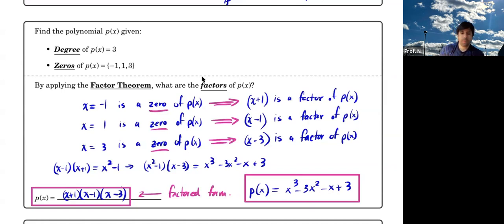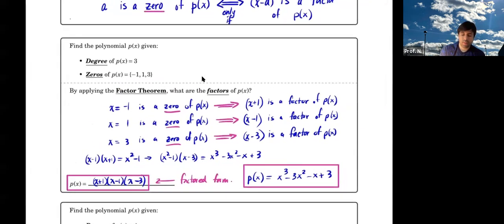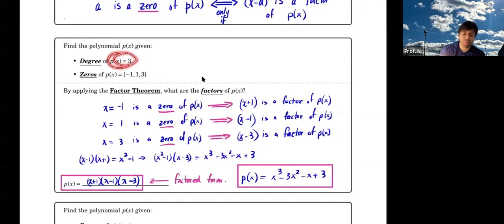Does this make sense with the factor theorem? So this is by the factor theorem. That's what the factor theorem states. The factors come from the zeros, and the zeros come from the factors, vice versa. And you see we want a degree 3, so this is degree 3.